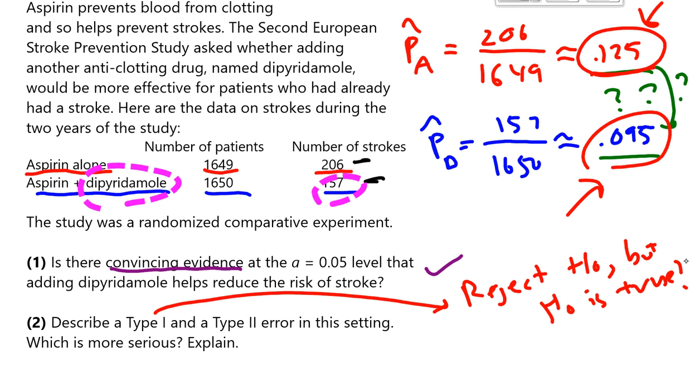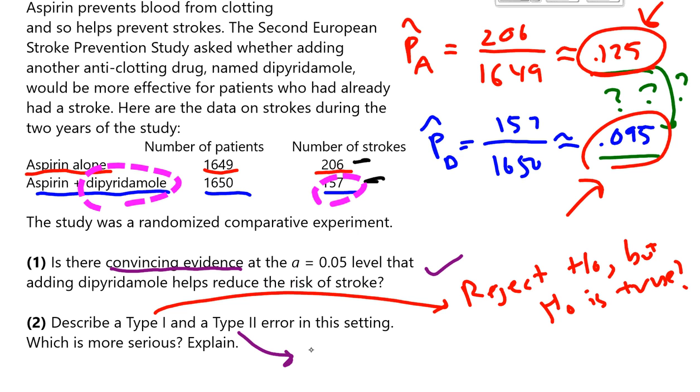Type 1 would be the proportions of people who get strokes whether taking aspirin or aspirin plus dipyridamole is not different, even though we thought they were. So I don't know how serious of an error that is. If you consider a type 2 error in this case, though, this to me seems like the worst one.